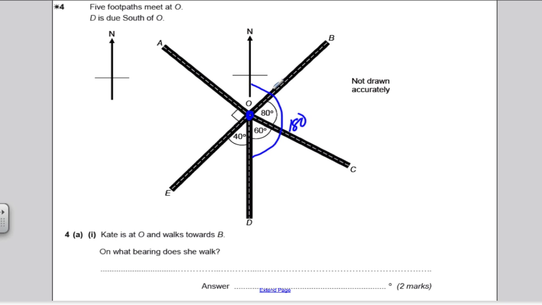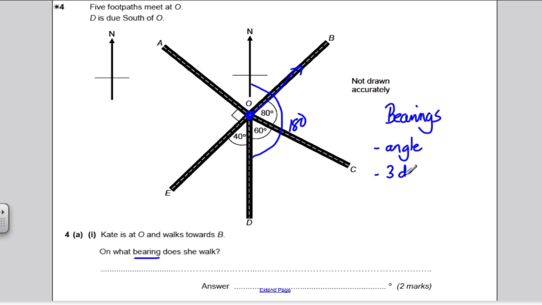Kate is at O and she's walking towards B. So Kate is walking along that path there. On what bearing does she walk? So this is a question about bearings. Just a quick recap on bearings. What are they? Well, they are an angle.